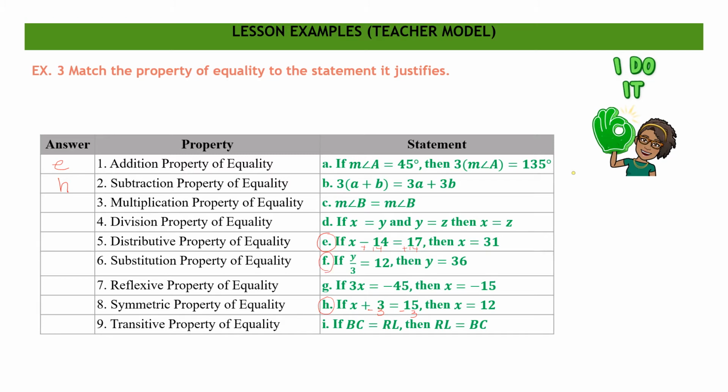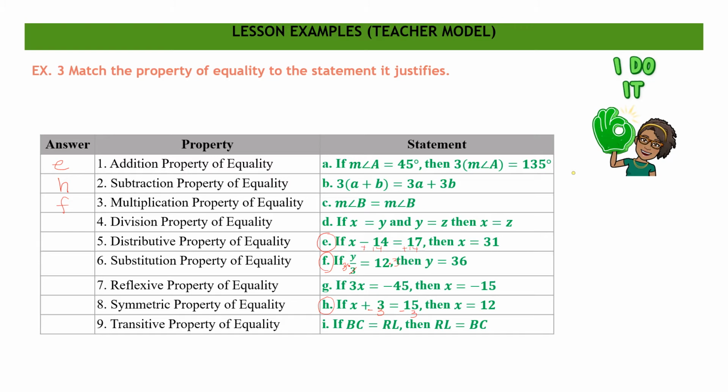F. If y divided by 3 equals 12, then y equals 36. Well, what do we have to do to get y by itself? Well, I had to multiply by 3 on both sides. So if I take 12 times 3, well, 12 times 3 is 36, and if I multiply y over 3 by 3, my 3's cancel out and I'm left with y. So F is an example of the multiplication property of equality.